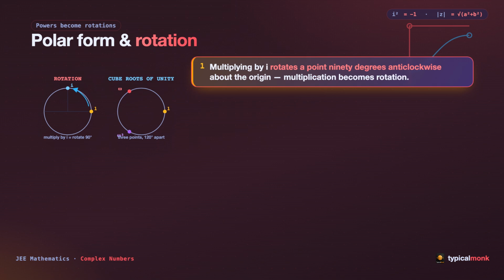Now, the heart of the chapter. How powers turn into rotations. Look at these two circles. The unit circle on both sides. First, multiplication by i. Take the point 1 sitting on the positive real axis and multiply it by i. It lands exactly at the top of the circle, rotated 90 degrees anti-clockwise about the origin.